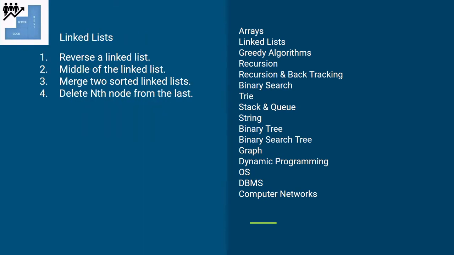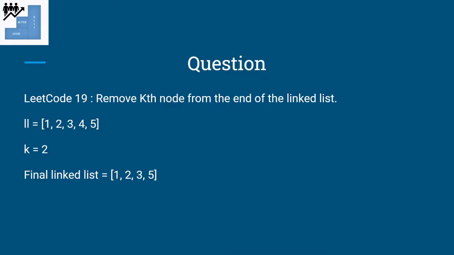So today we'll be looking into the question which is deleting the nth node from the last, not from the beginning, but from the last. So let's understand the question. We need to delete the nth node from the back of the linked list. For example, we have a linked list over here and we have to delete the kth node from the back. So if k is 2, then we have to delete the fourth node, and the modified linked list should be 1, 2, 3, 5.